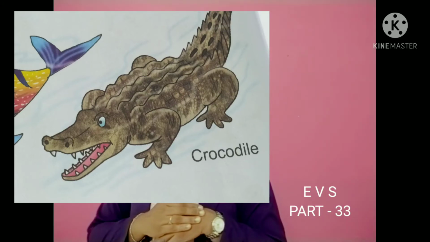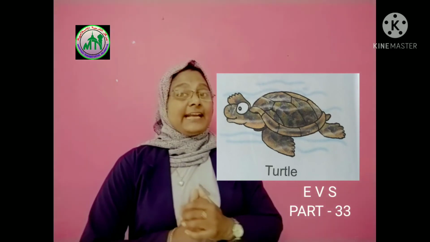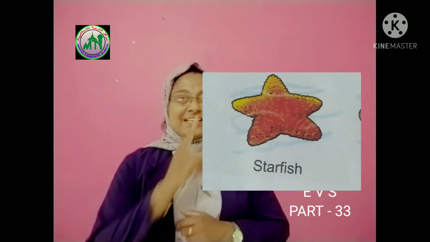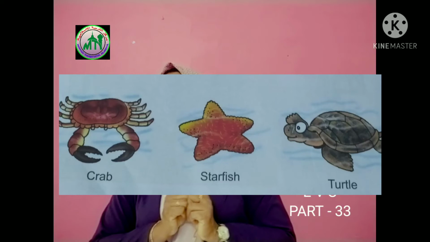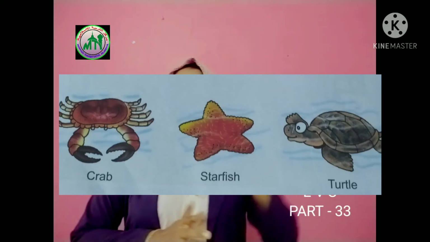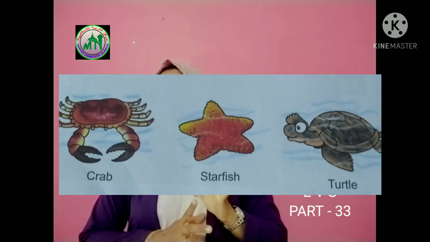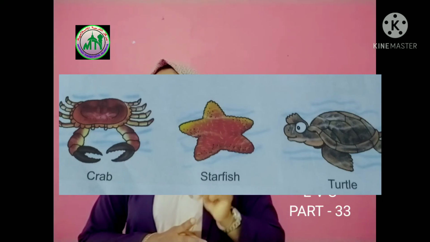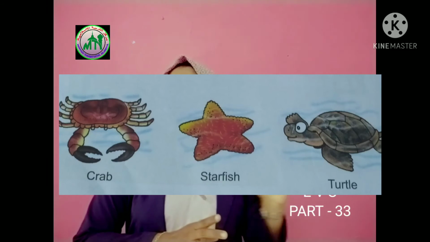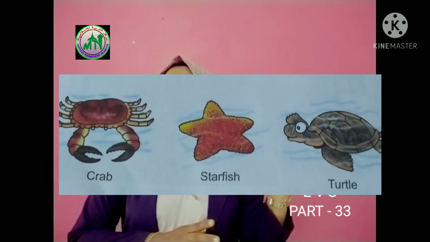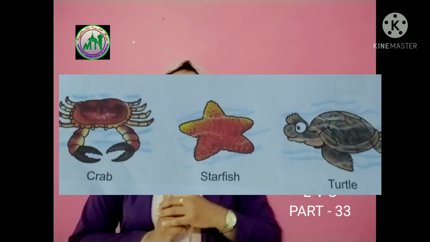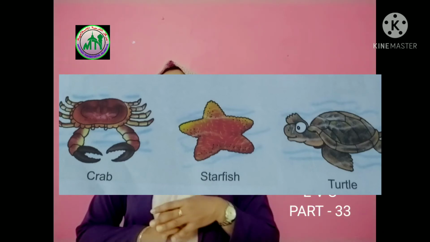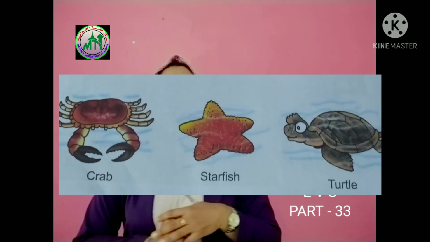The next, crab. Crab, turtle and starfish. These are some water animals. We have seen a crab, and it is an animal that lives in water.